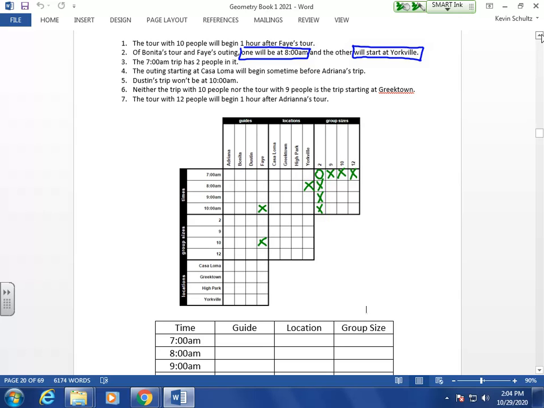Correct. So clue 4: the outing starting at Casa Loma will begin sometime before Adriana's trip. We've got 2 trips being talked about here, the one starting at Casa Loma and Adriana's trip. And the relationship is that the Casa Loma trip happens sometime before Adriana's. So for starters, we can eliminate that Adriana is going to Casa Loma, because they're 2 different trips. And then using that relationship, Adriana can't be at 7 a.m.